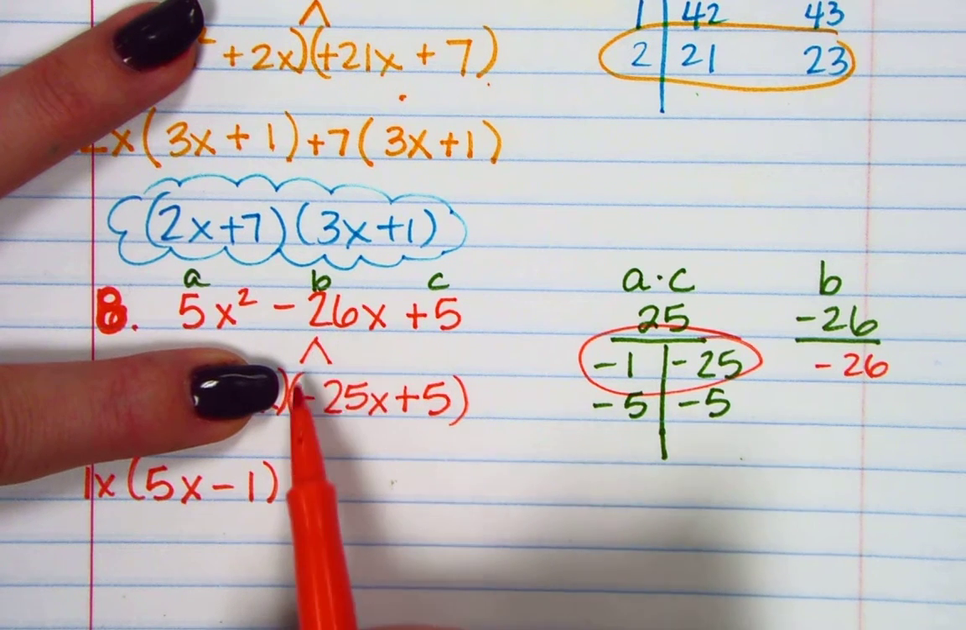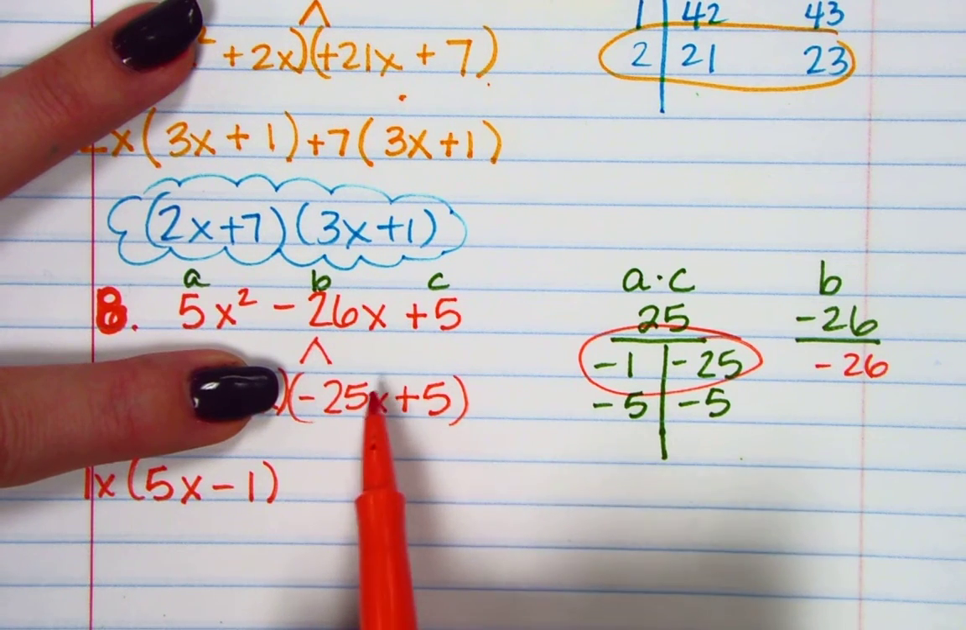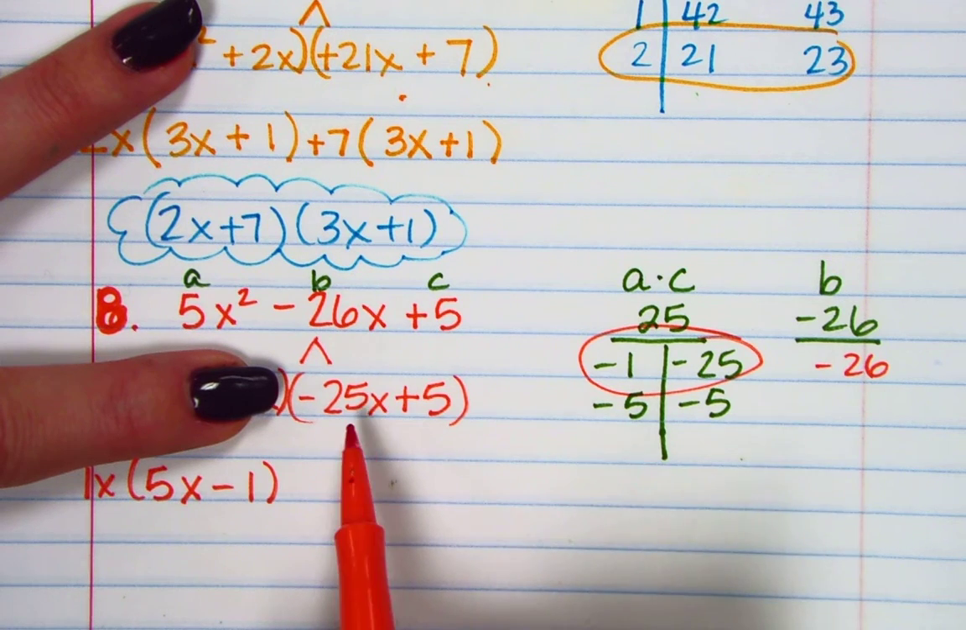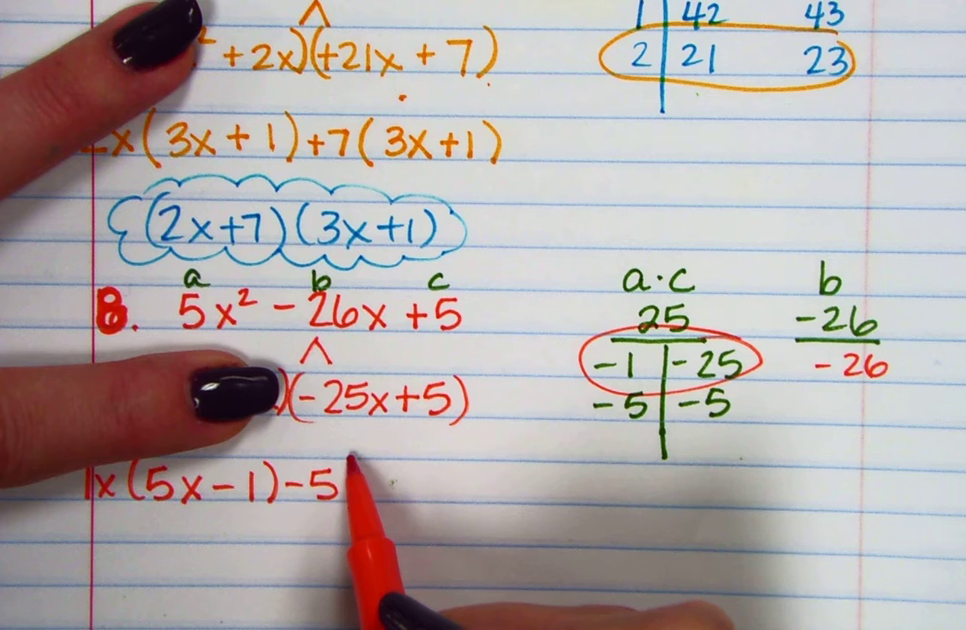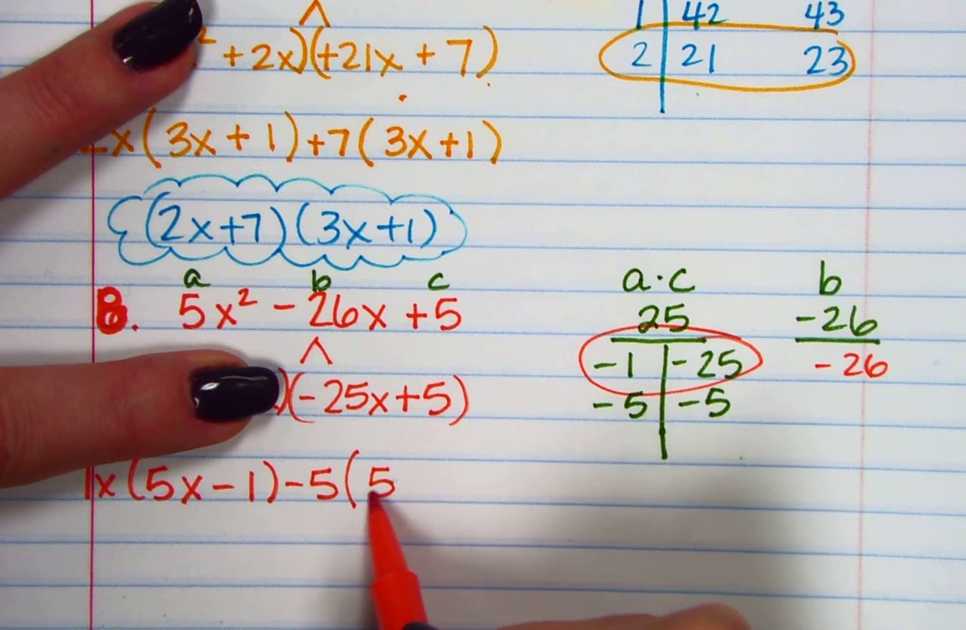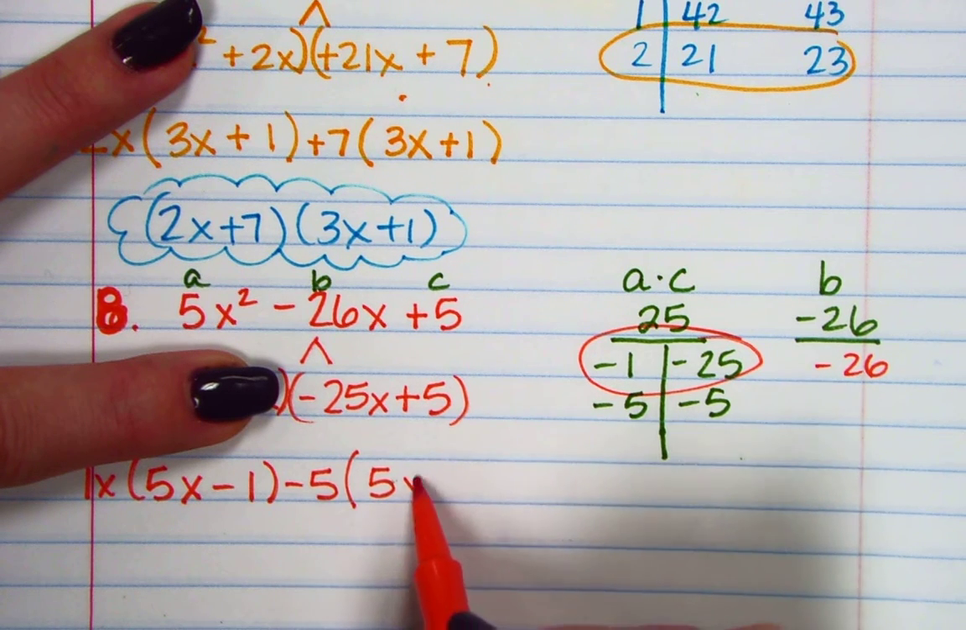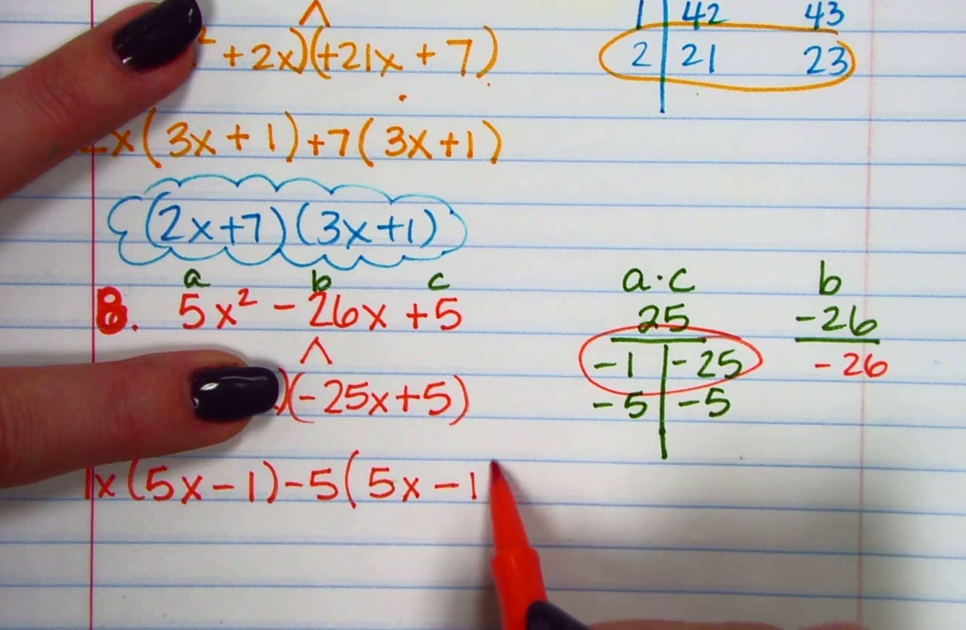Negative 5, right? If the first number is negative, take the negative. You know 5 goes into 25 and 5 goes into 5. Since it's negative, I'm going to take negative 5. Right? And then that leaves me with 5x. 5 divided by negative 5 is negative 1.